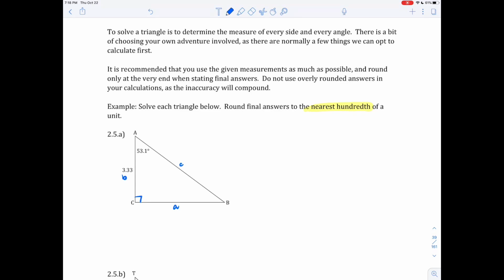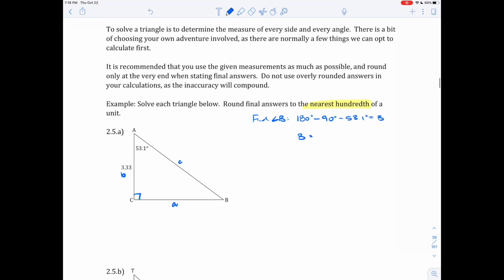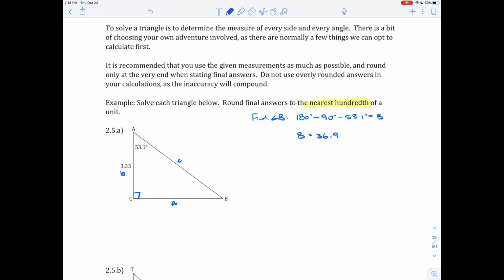Personally, I'm going to start with angle B. And for that, I can use the rule that the sum of the angles of a triangle will be 180. So if I take 180 degrees and I subtract the 90 degrees from angle C, and I subtract the 53.1 degrees, that's angle A, I'll get angle B. And put that all in there, we're getting 36.90 degrees.